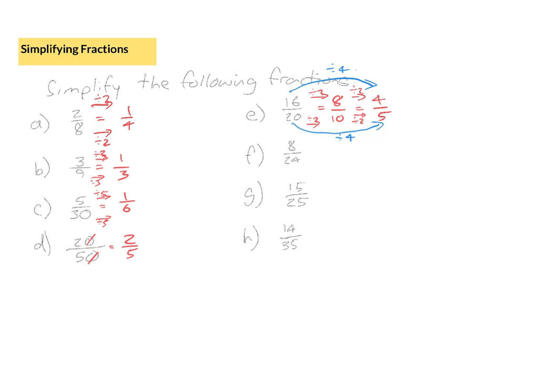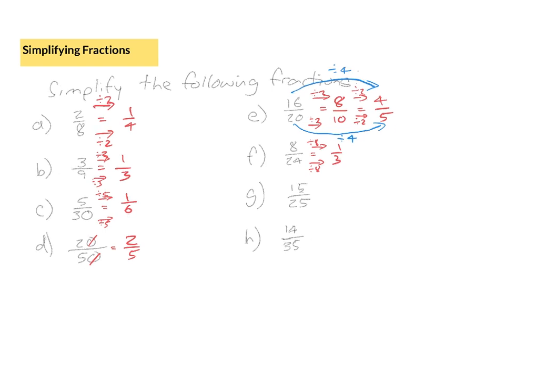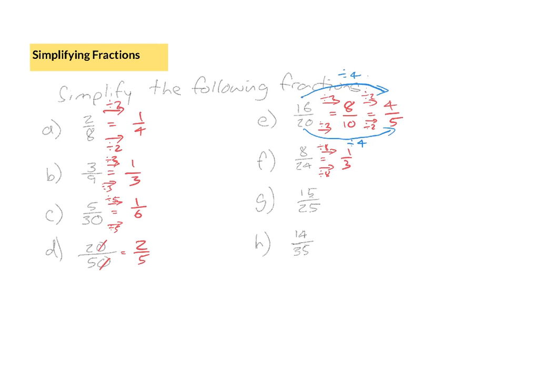The next one I will do in one go, and I'm looking at 8 and 24, and I know that 8 is a factor of 24. So if I divide by 8 on the top, I'm going to get 1, and if I divide by 8 on the bottom, I'm going to get 3. The next one divides by 5, so I'm going to do 15 divided by 5. Well, that's equal to 3, and 25 divided by 5 is equal to 5.